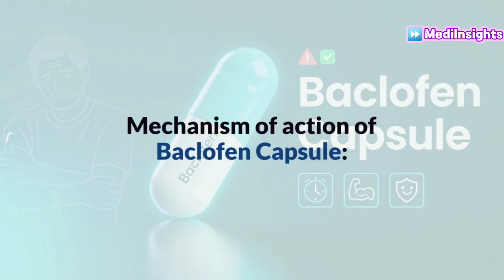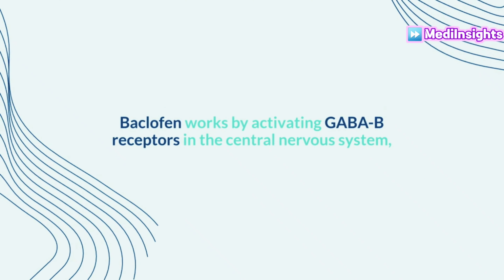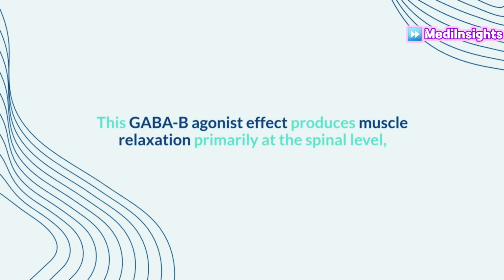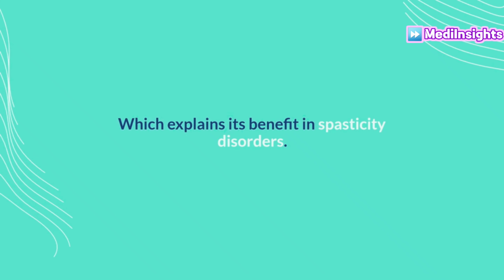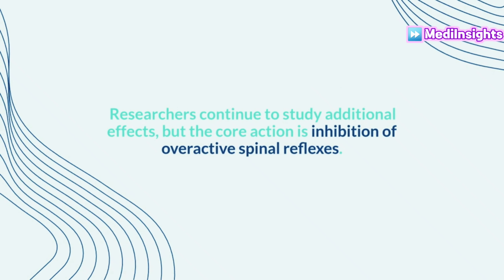Let's talk about how Baclofen affects your body or symptoms. Baclofen works by activating GABA-B receptors in the central nervous system, which reduces the release of excitatory neurotransmitters and suppresses the reflexes that cause muscle spasms. This GABA-B agonist effect produces muscle relaxation primarily at the spinal level, which explains its benefit in spasticity disorders. Researchers continue to study additional effects, but the core action is inhibition of overactive spinal reflexes.